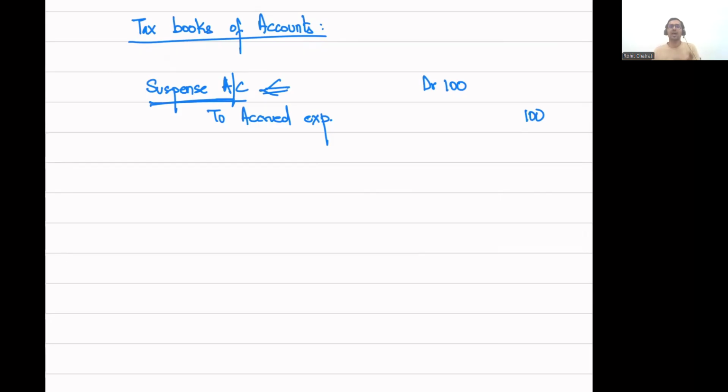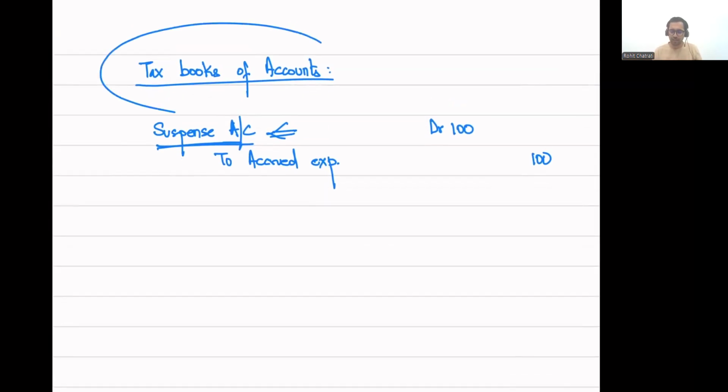Obviously, you might be thinking, how can I debit suspense account? Suspense account cannot really exist, right? My answer to that is you do not have anything in reality called tax books of accounts. Tax books of accounts itself is a hypothetical books of accounts. So even if you have something called a suspense account, you're not reporting this anywhere as such.